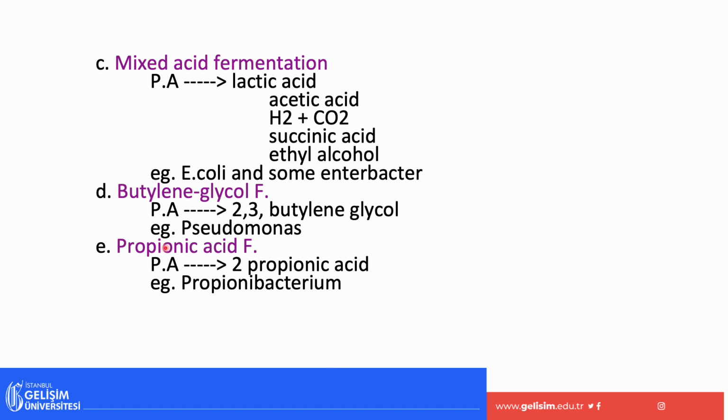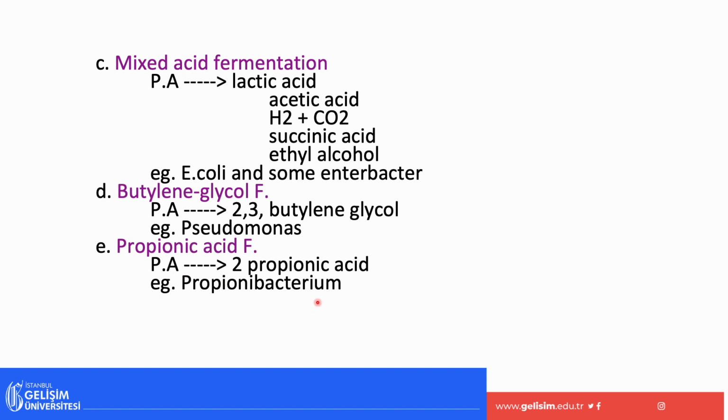Next, we have propionic acid fermentation. In propionic acid fermentation, this pathway will occur in some bacteria that include Propionibacterium species. If you break down the words, it gets easier to combine and remember also.